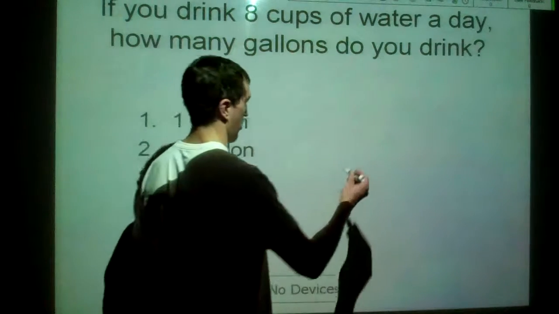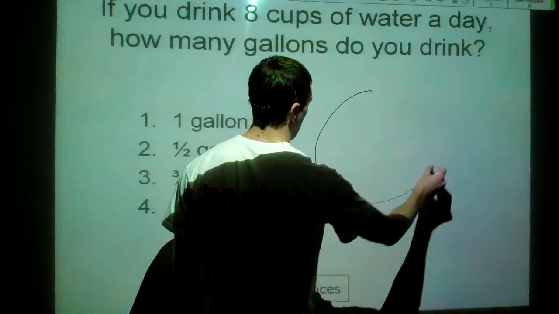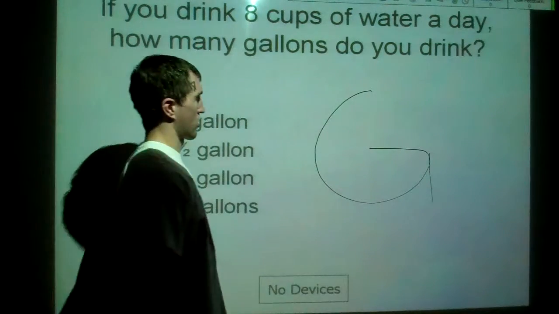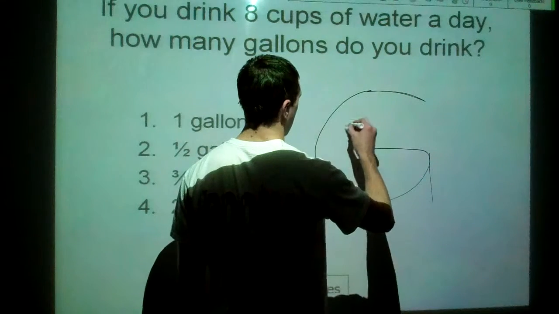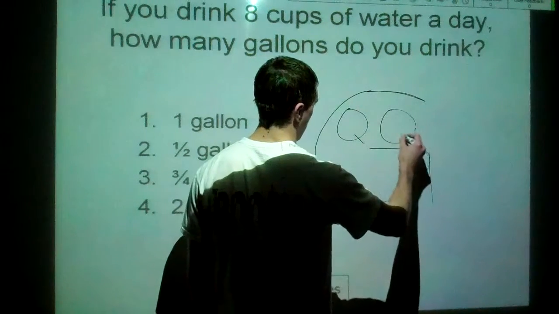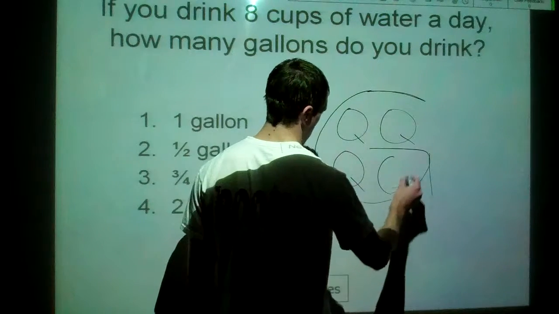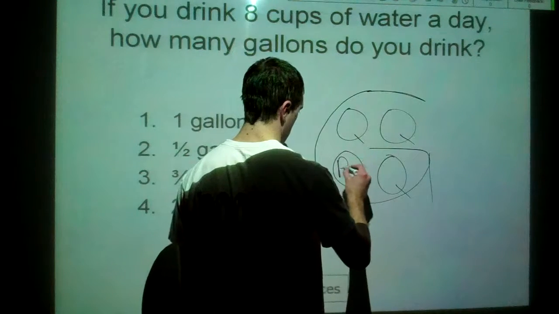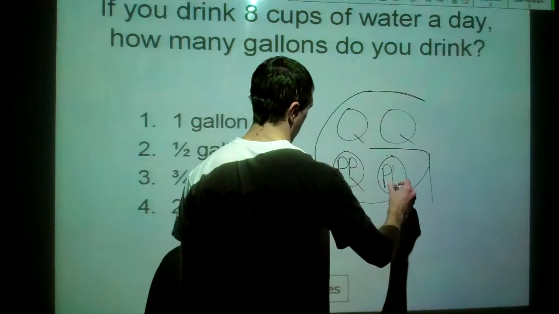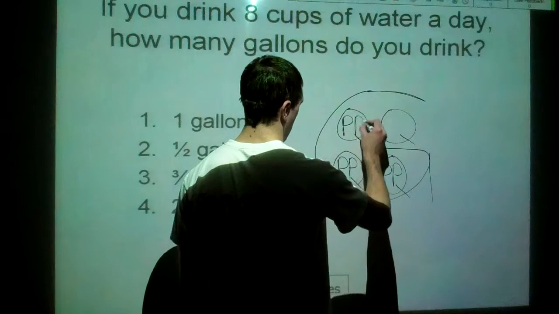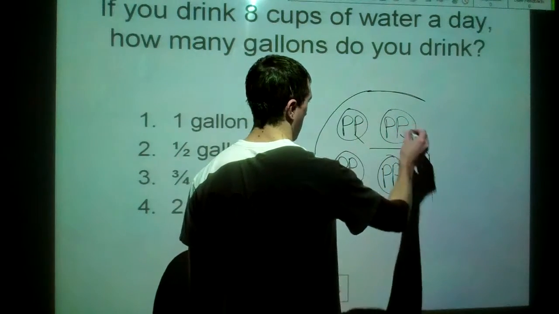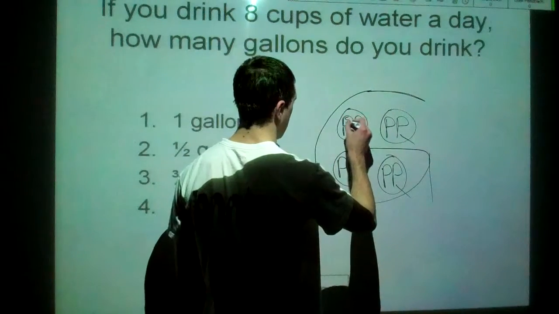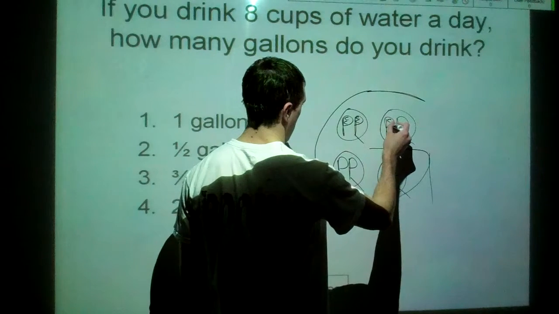Well, let's make our diagram here. We've got a big G, and that's for gallon. And I know that a gallon has 4 quarts in it. Quart, quart, quart, quart. And each quart has 2 pints in it. So that's our P's for pint. Alright? And each pint has 2 cups in it. So 2 little C's in each one here.